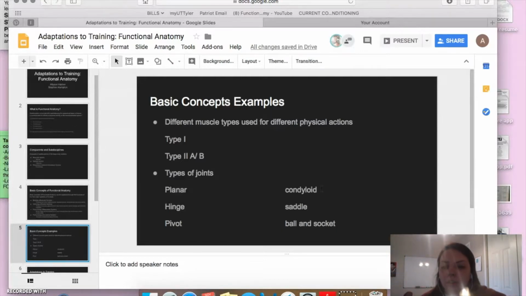And then finally you have a ball and socket joint, which is the one that allows the greatest range of motion. Those are going to be your shoulder and hip joints. That one allows rotation, up and down, side to side, kind of all of the different ranges of motion.